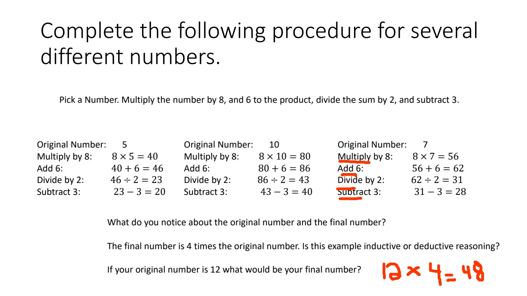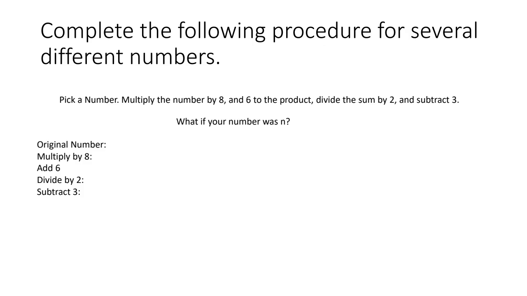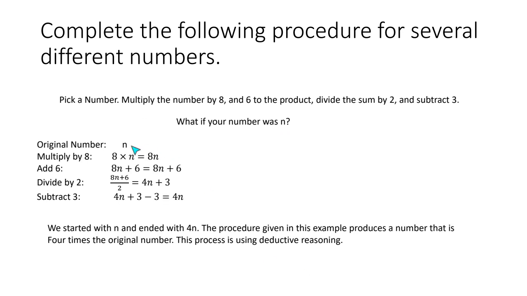Okay, so let's consider the same problem. But now, what if your number was n? Let's say we didn't know what n was, then let's see what happens. So if our number was n and we multiply by 8, we get 8 times n, which is 8n. If we add 6, we get 8n plus 6. And if we divide by 2, we get 8 divided by 2 is 4n, and 6 divided by 2 is 3. Subtract 3, and we end up with 4n.